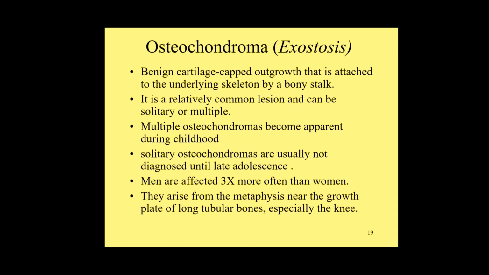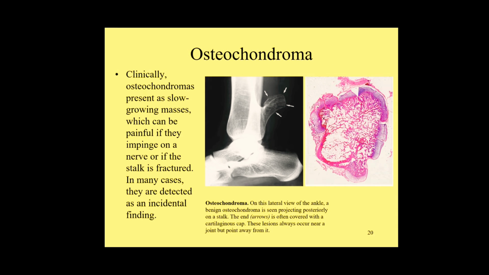Multiple lesions become apparent in childhood, whereas solitary ones are usually not diagnosed until late adolescence. Men are affected 3 times more than women. They arise from the metaphysis near the growth plate of long tubular bones, especially the knee. Occasionally they develop from the pelvis, scapula, ribs, and at these sites they are frequently sessile and have short stalks. Clinically, osteochondromas present as a slow-growing mass which can be painful if they impinge on a nerve or if the stalk is fractured. In many cases, they are detected as an incidental finding.